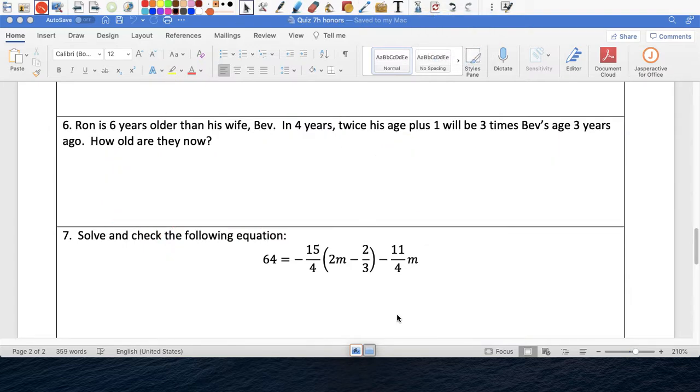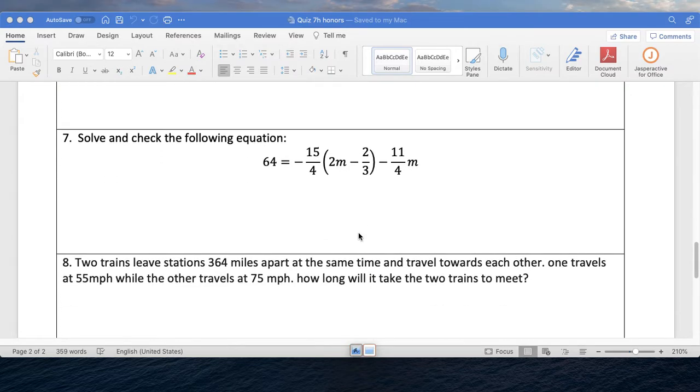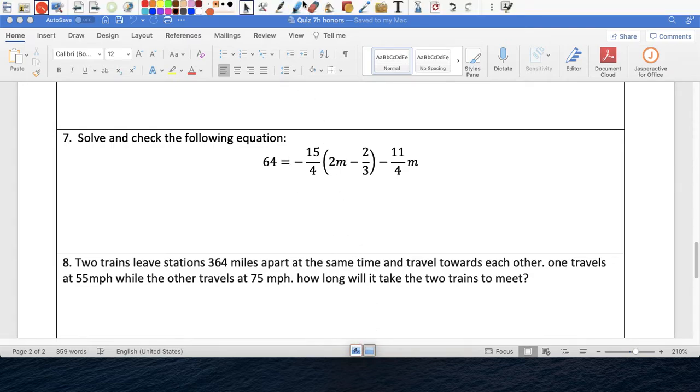Now, the question here at the bottom, number 7, is more of you clearing the fractions than anything. Okay, it's a solve and check problem, so this will take some of your time away. If I multiply everything by 4, I'll get rid of this 4, and I'll get rid of that 4. But when I multiply this, will I still get a fraction? No, so I can actually do that. So let's multiply everything by 4.